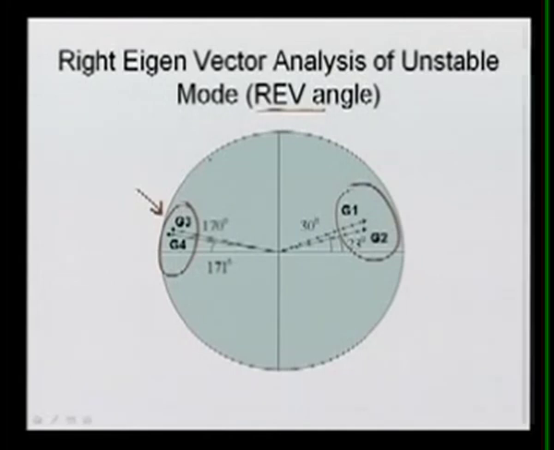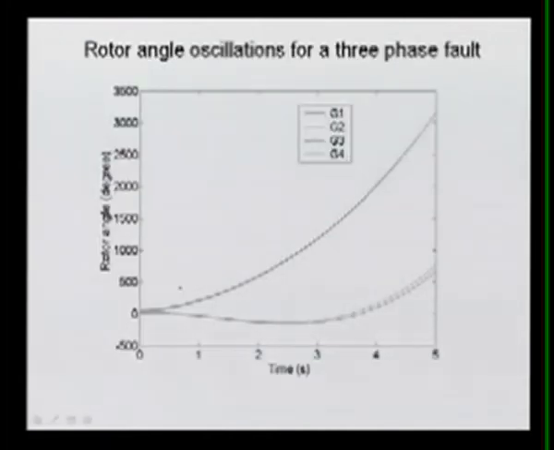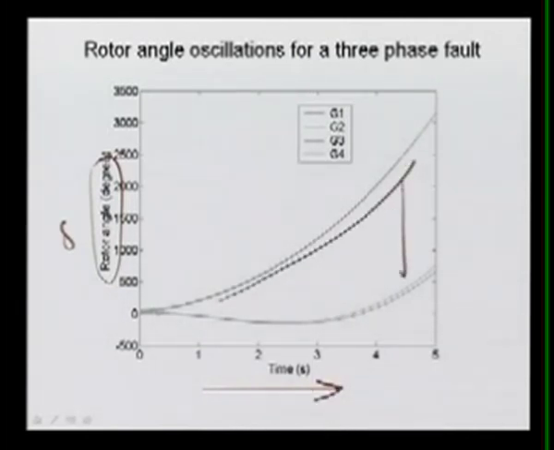So you can see here the delta, this rotor angle. At the start they are very close, and then as time passes this gap is increasing, and then we can say our system is unstable. You can also derive this conclusion.